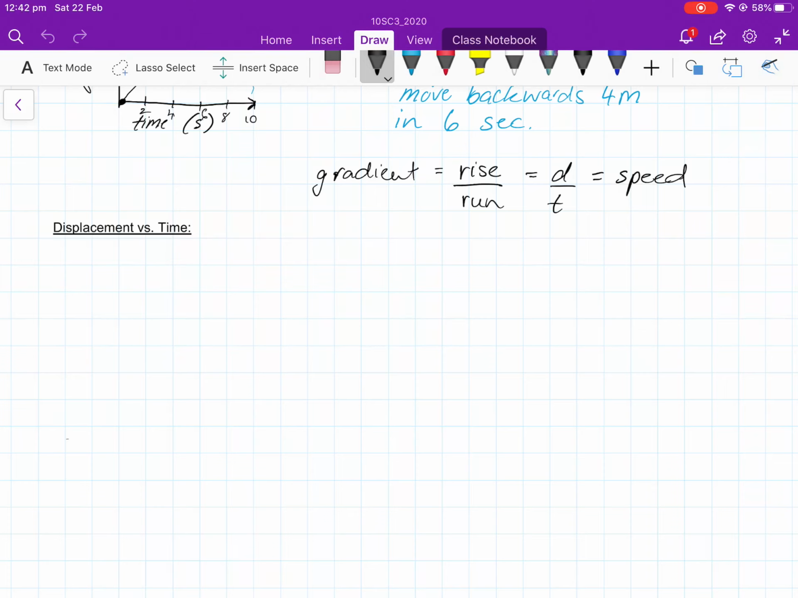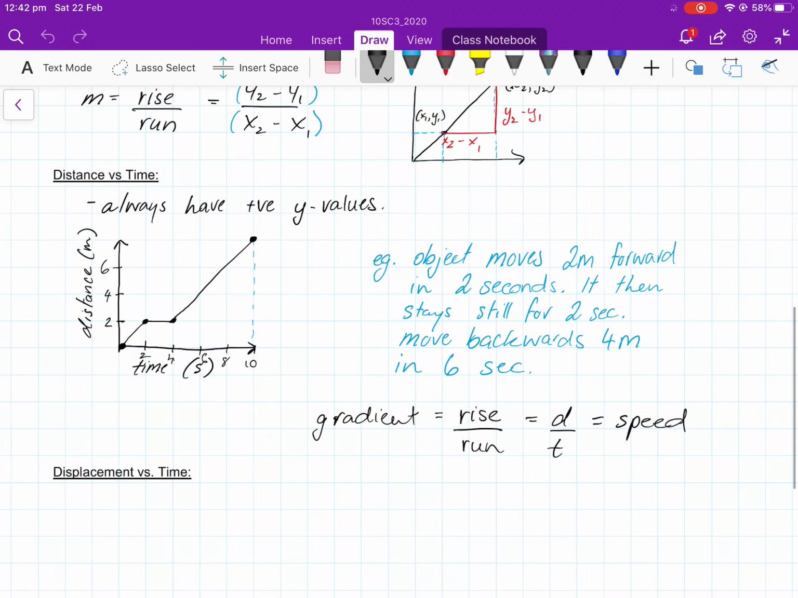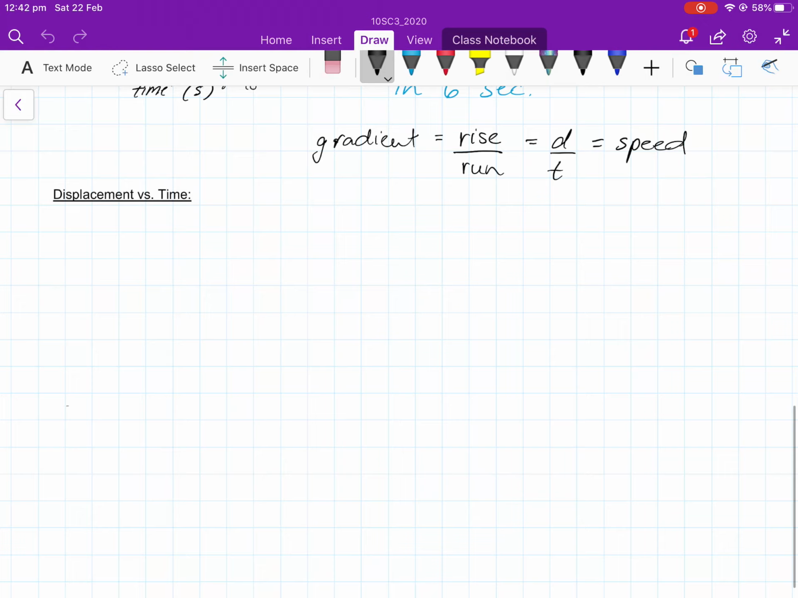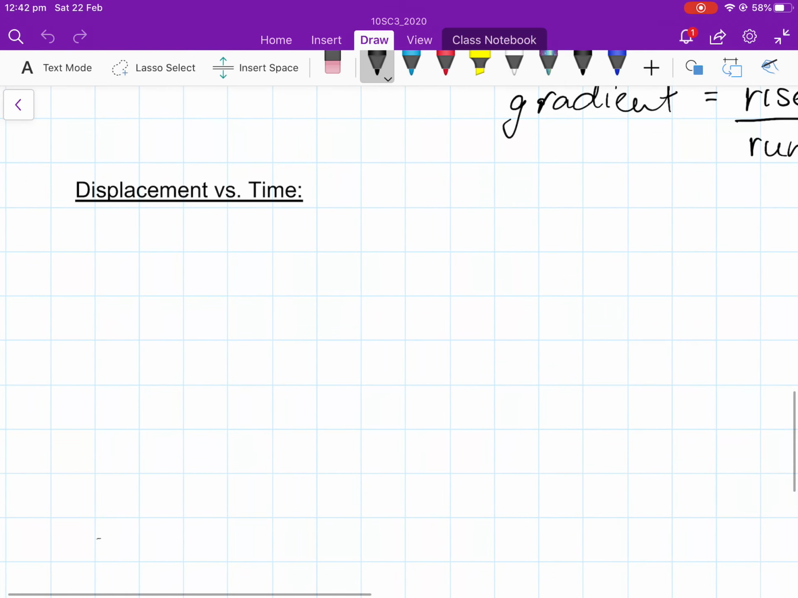So in this video I'm going to be talking about displacement versus time. Now in our last lesson we looked at distance versus time, and we noted that distance must always have a positive y value, and that the gradient of a distance versus time graph gives you your speed. So let's look at displacement versus time, which is very similar. But one significant difference is that your displacement versus time can have negative y values.